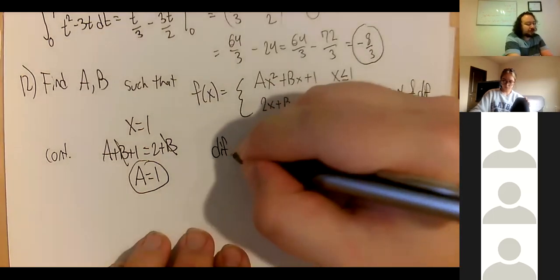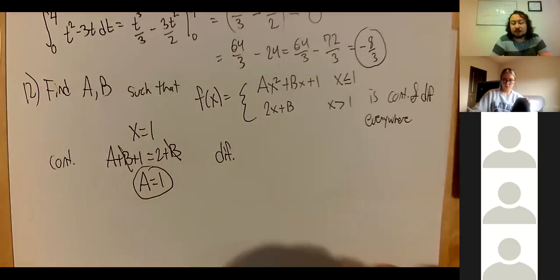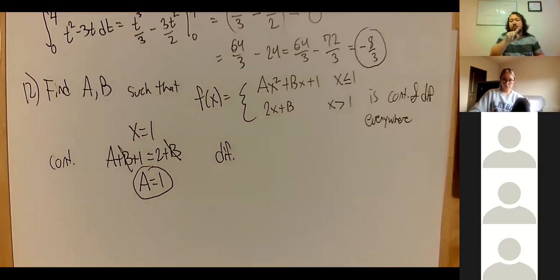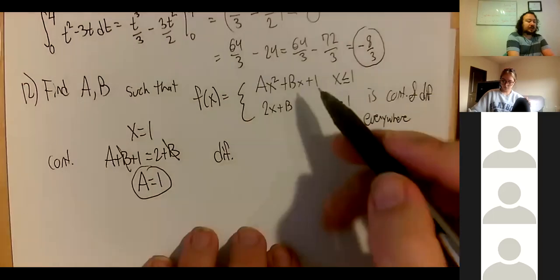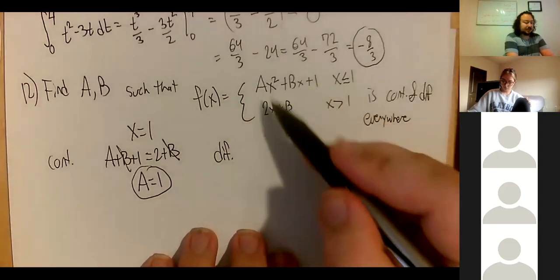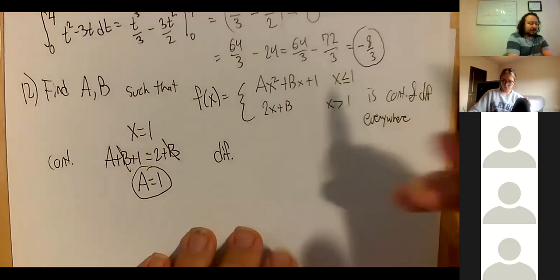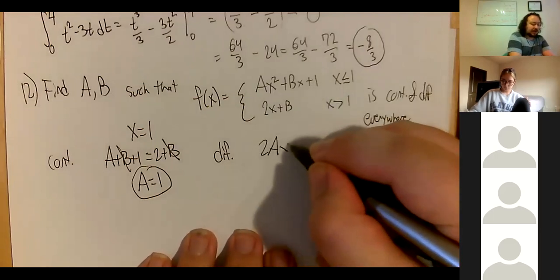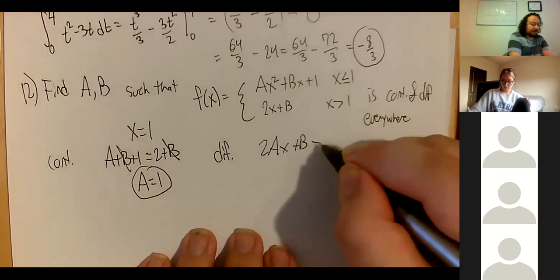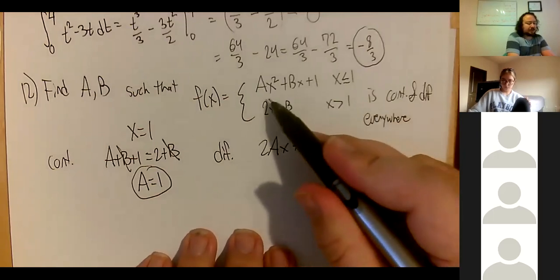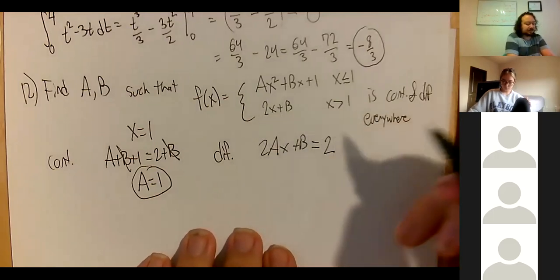Now, for differentiable, what needs to happen there is that the derivatives of these two need to end up meeting. Because if they have different derivatives, that would be like the tangent line pointing two different ways, and that's going to make a kind of a sharp angle. So we need the derivatives of these two to match as well. So I do the derivative of my top here, and I have 2ax plus b. And then on my bottom, I do the derivative, and I just get 2.